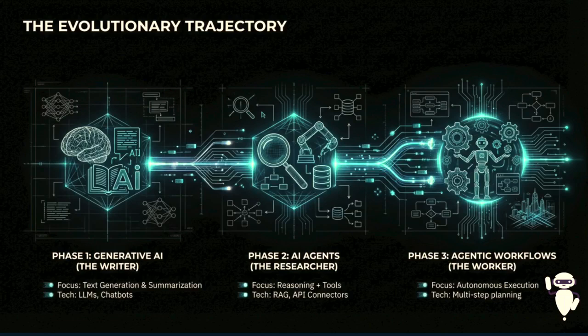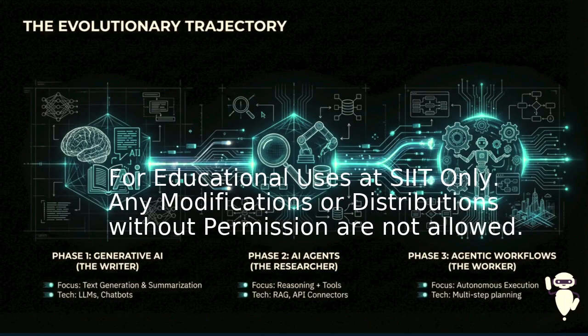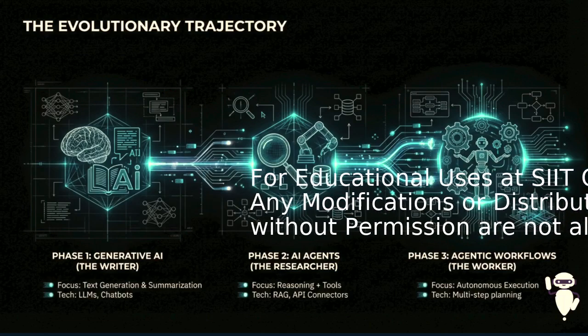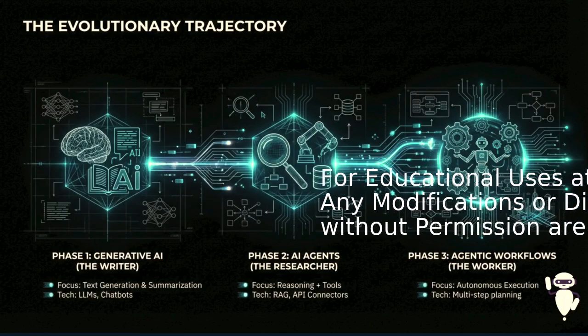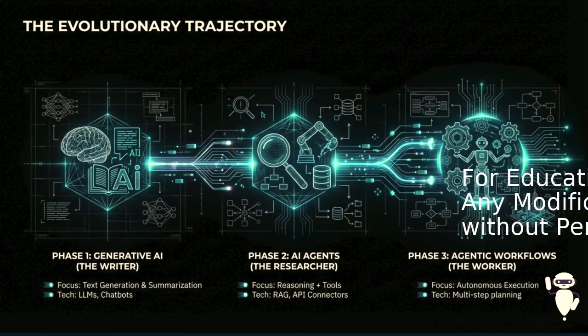evolutionary trajectory of AI. Because technology isn't standing still, we are currently moving through the trajectory of AI. For the early stage, in phase 1, we have the writer, generative AI that focuses on text generation and summarization. And then in phase 2, we have the researcher, where an AI agent can perform data analysis and has the ability to use tools to provide the output or the action for us.